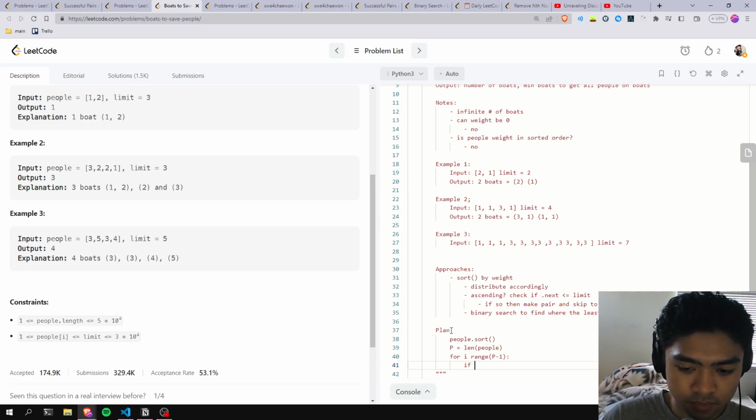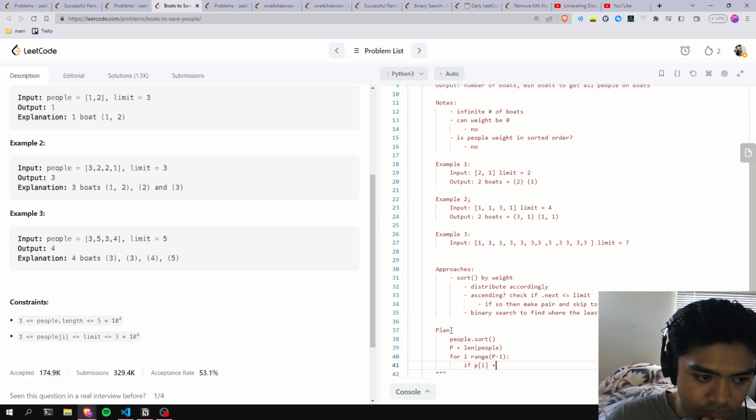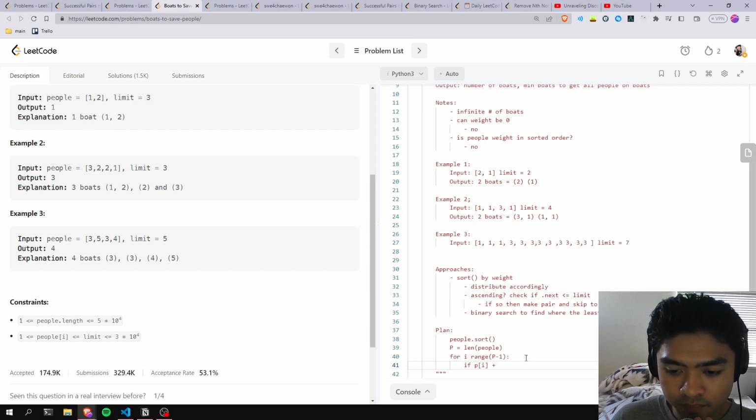So if people at i plus... I gotta make it a while loop, actually. No, do I have to make a while loop? Because if I do this, I want to go to the next pair, right? But then I'll have to remove this pair. Then I have to go like plus, be like plus that, or something like that. But I think it's fine. I think I just skip by 2. Right? Because I'm gonna break either way if the current pair doesn't work, right?